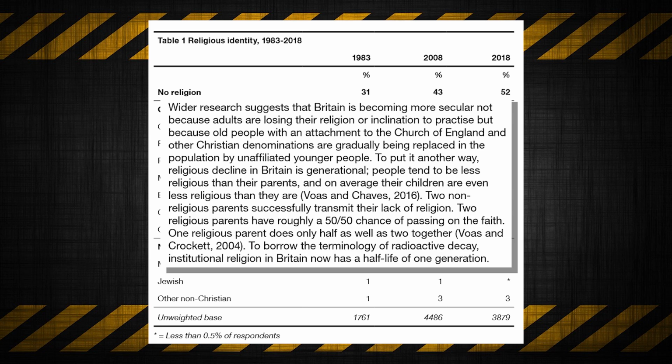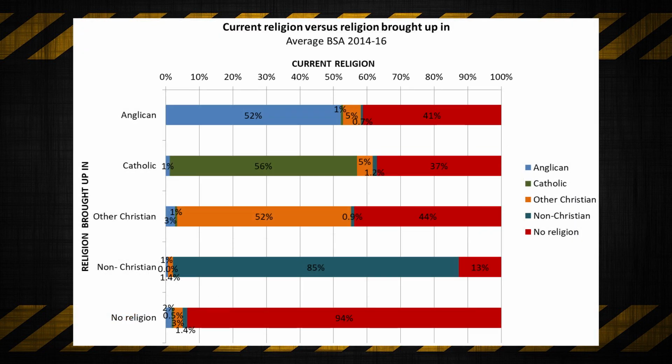This was the graph that I told you I was going to show you a little bit earlier on. And what it shows there is you can see Anglicanism. It's showing you the current religion versus the religion people were brought up in. And you can see that if you were brought up in an Anglican household, you only have a 52% chance of being an Anglican yourself. If you were brought up in a Catholic household, you have a 56% chance of being a Catholic. And it's the same dire figures for people in other Christian denominations.